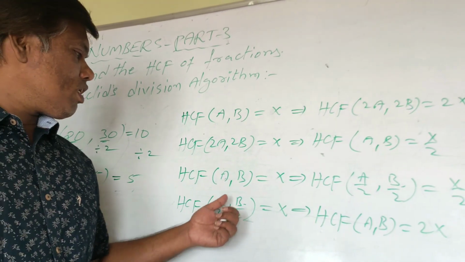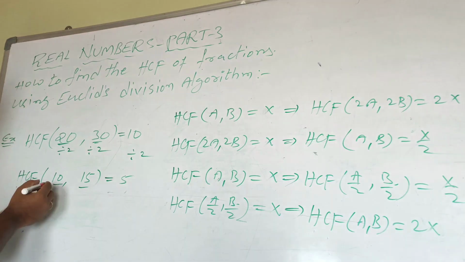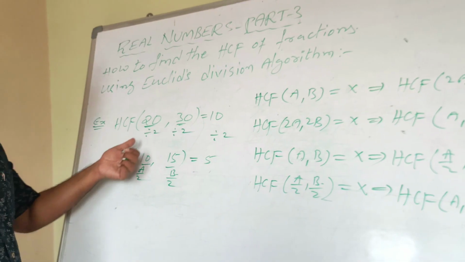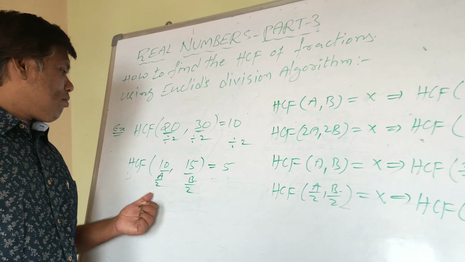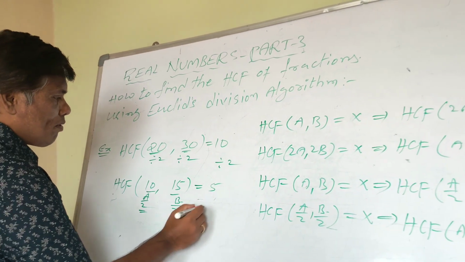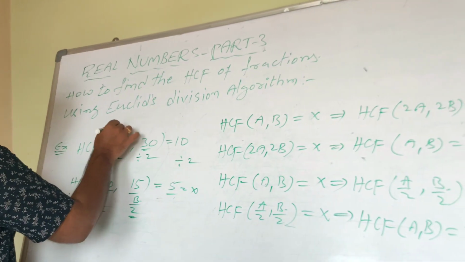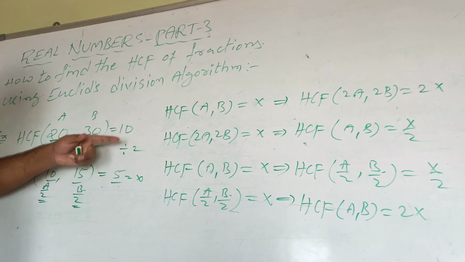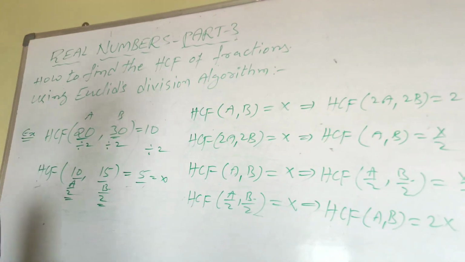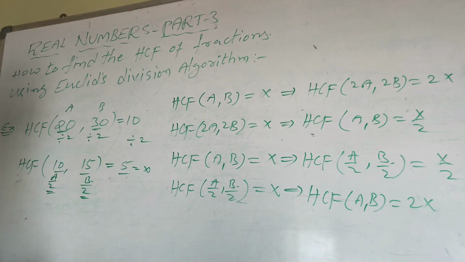If HCF of A by 2 comma B by 2 is equal to X, then HCF of A comma B will become 2X. Here you see, this 10 and 15 are A by 2 and B by 2. So 20 is equal to A, then 10 is equal to A by 2. If 30 is equal to B, then 15 is equal to B by 2. Let the HCF of A by 2 comma B by 2 be X. Then what is the HCF of A comma B? 5 into 2 is equal to 10. That means X should be multiplied by 2. So HCF of A comma B is equal to 2X. So I hope you understand. So in the division also, these are the two important properties of HCF.